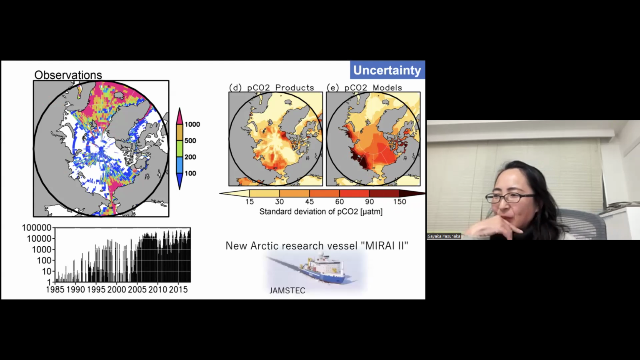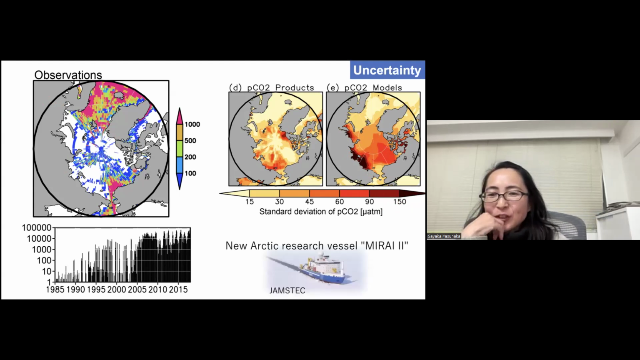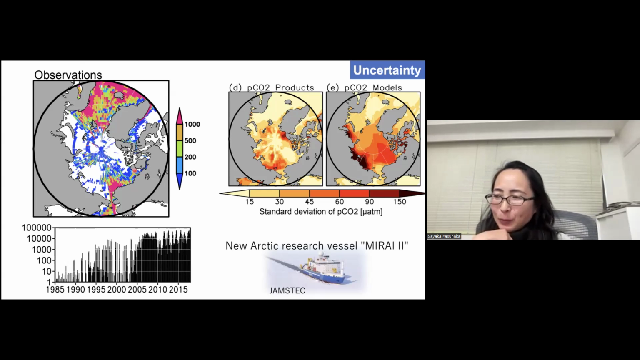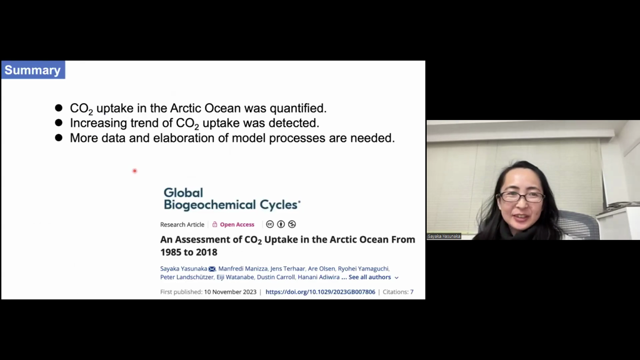Now, an Arctic research vessel is under construction in Japan. The present research vessel Mirai can go to the Arctic only in summer, but this new vessel, though not an icebreaker, can go to the Arctic in spring and autumn too. So I hope the situation will be better in the near future.